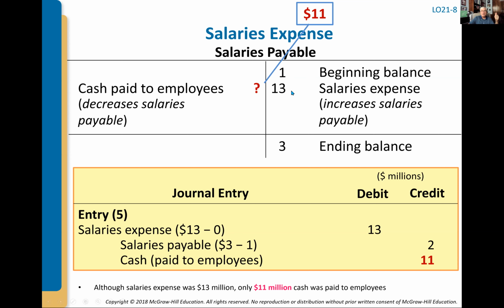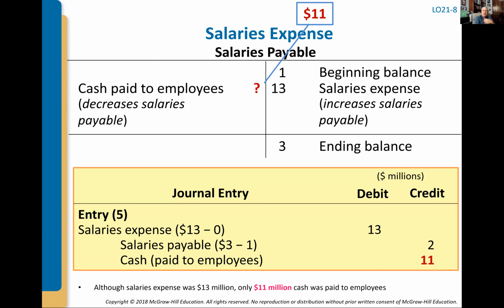Salary expense was 13. So I'm just trying to think through this. Ending balance salaries payable. So I'm going to minus the 2, and so the actual cash paid to employees was 11. I'm going to think about that for a second. I'm going to have to think about that one and come back to it.